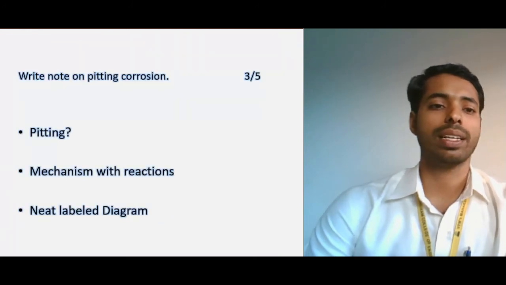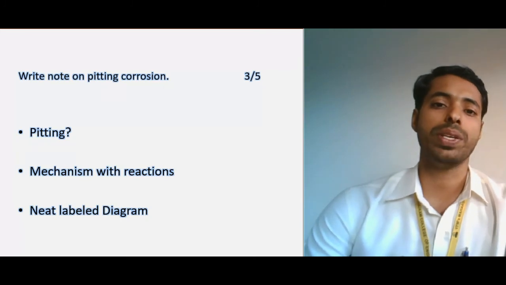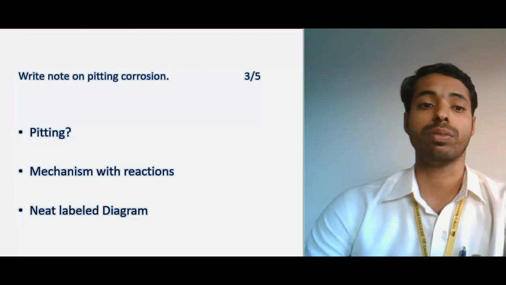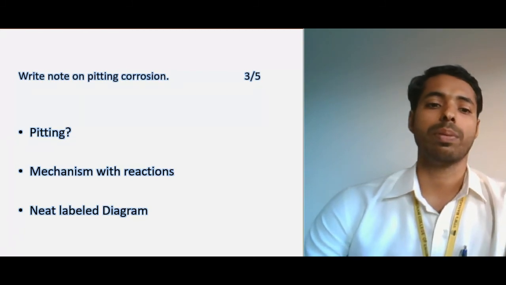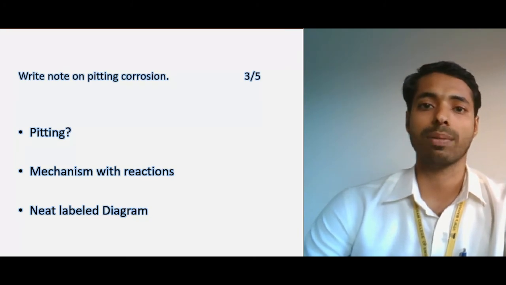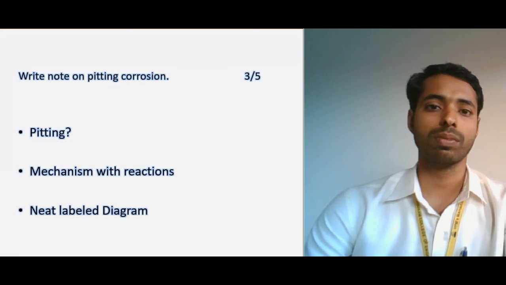A question can be asked like, write a note on pitting corrosion, that means for 3 marks or 5 marks. So you need to write what you mean by pitting, explain the mechanism with the help of reactions, and of course you need to draw the diagram to explain this mechanism. You can draw either of the diagrams and explain the mechanism.